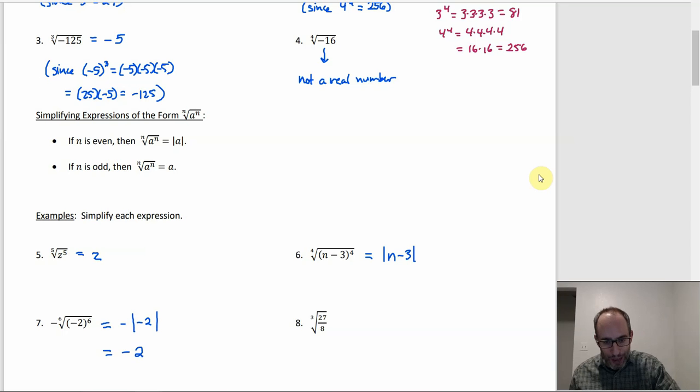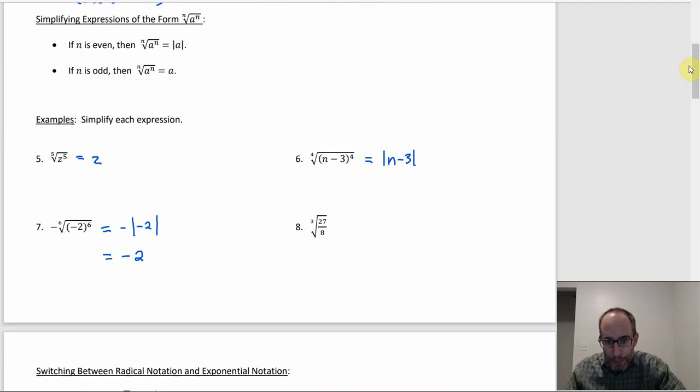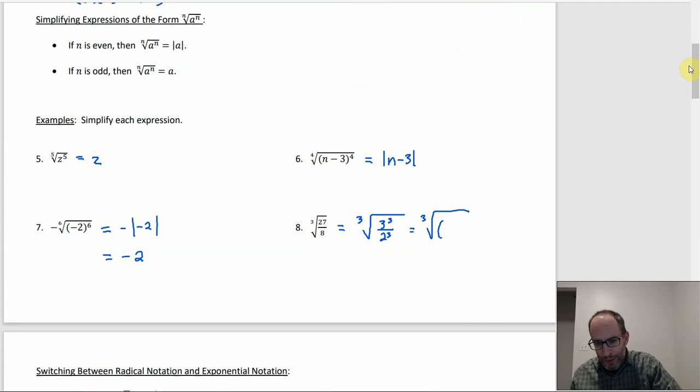And then number 8, let's see, I guess there are a couple different ways that you could view number 8. I need a little bit of extra space here. All right, so number 8, you could say, well, that's the cube root of 3 cubed over 2 cubed, or the cube root of 3/2 cubed. So then that's just 3/2. Right? It's the absolute value of 3/2, but that's just 3/2.